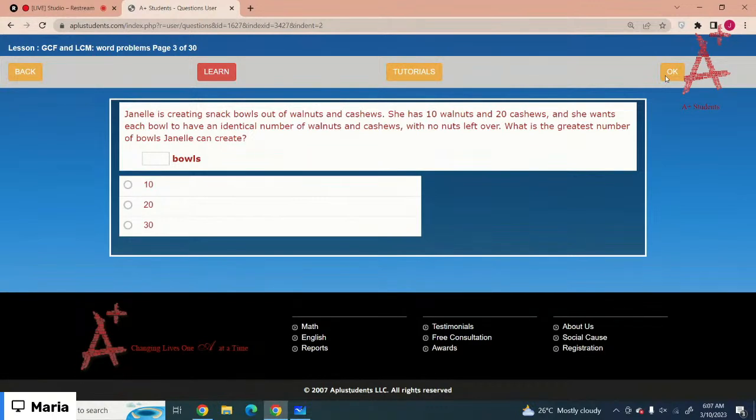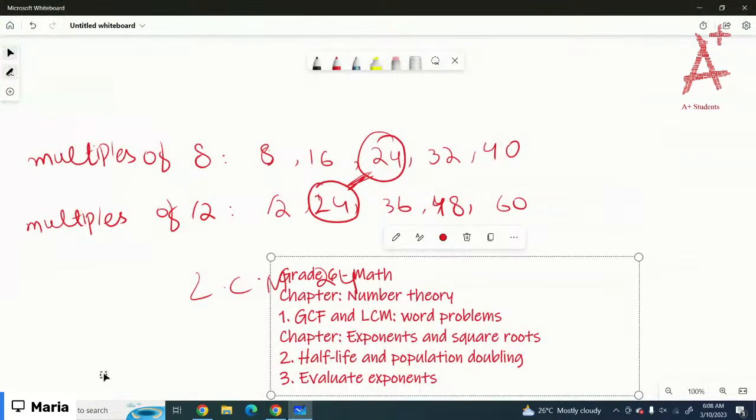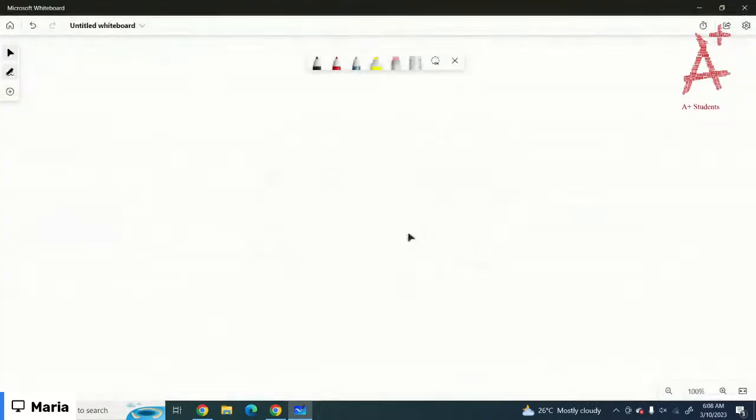So the numbers involved are 10 and 20, and you have to find the greatest number. That means you need to calculate the GCF, the greatest common factor. Got it? For the greatest common factor, we have to write down the factors. Let's start by writing down the factors of 10 and 20.